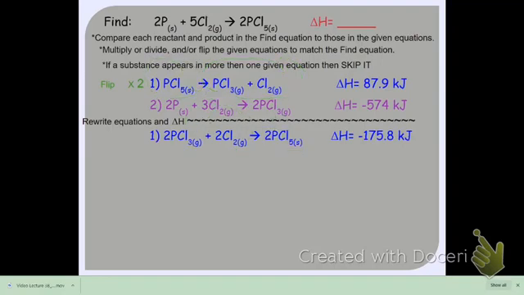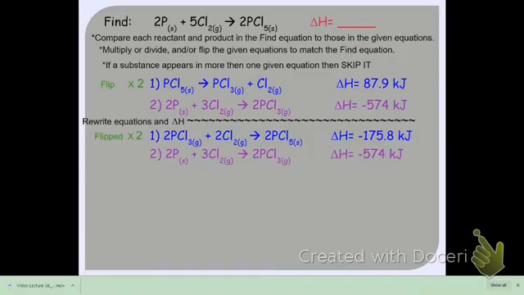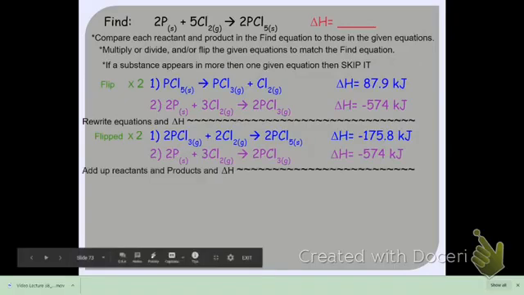Also notice that we've taken our delta H here, we flipped the sign, so it's now negative, and we multiply it by 2. Okay, so what we did to one side, we definitely have done to the other side. The second equation, of course, stays the same because everything was perfect. So then what we're going to do, same thing as before, we're going to add up our reactants and products, and we're going to add our delta H.